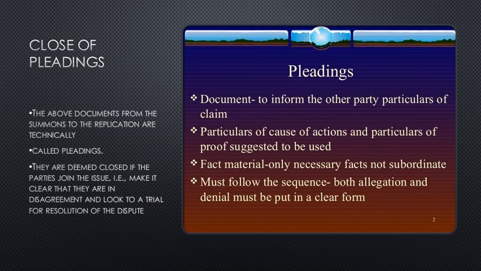Then there's the close of pleadings. All the stages that we talked about are called pleadings, and we talked about the reasons for the pleadings: to show the cause of action and inform the other parties of the particulars of the claim. These documents are deemed to be closed if the parties join issue. What it means when we join issue is that it makes clear that they are in disagreement and look to trial for a resolution, right?